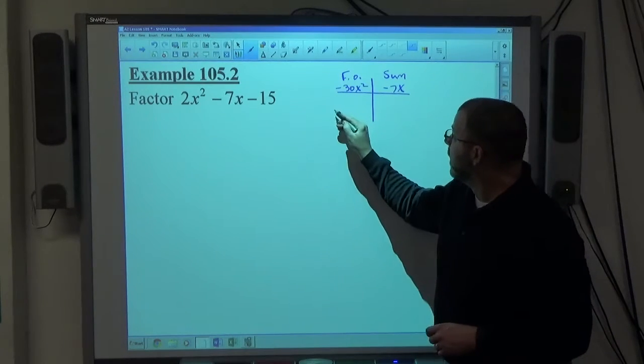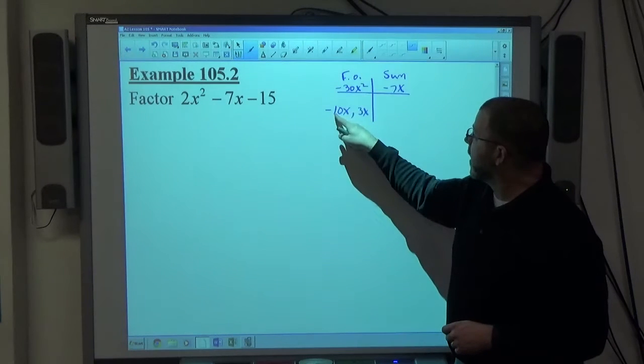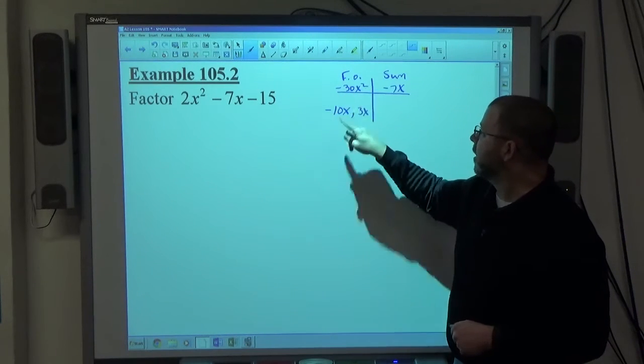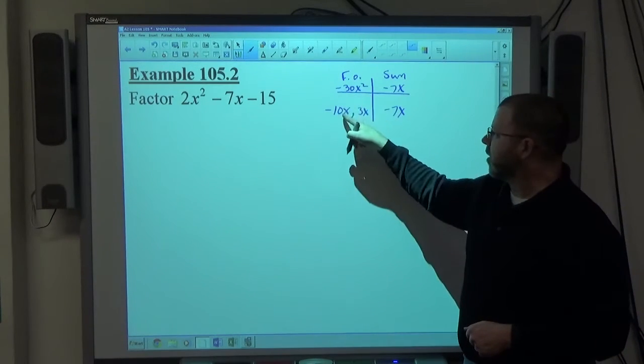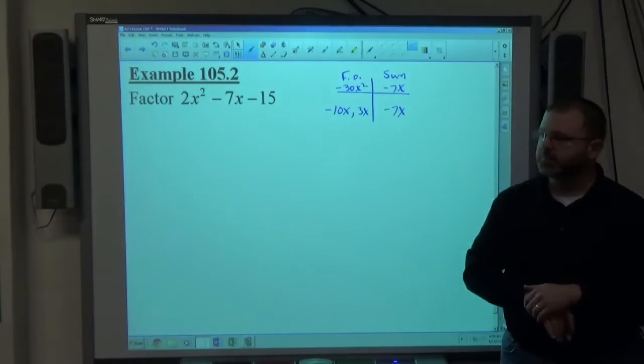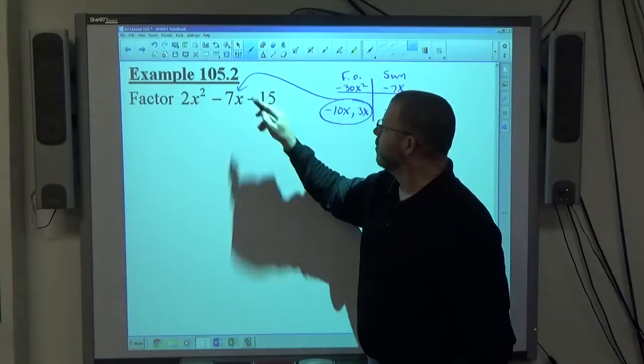10 and 3, right? So negative 10x and positive 3x. Negative 10 times positive 3 makes negative 30. Negative 10 plus positive 3 makes negative 7. And again, x squared is just going to break down into x and x every single time. All right, so this is the pair of numbers that I'm going to change the middle term into.